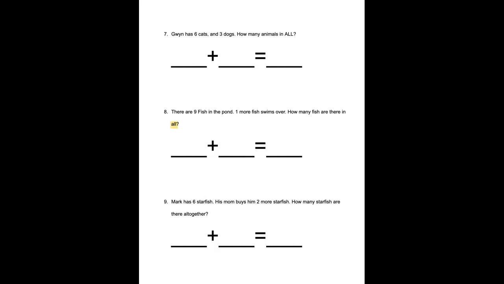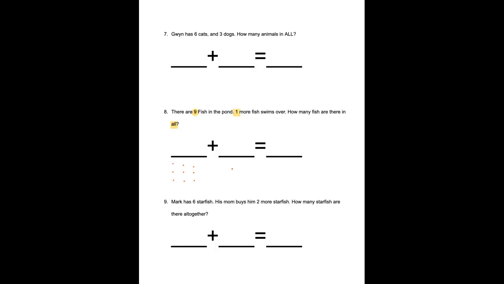Ooh, keyword in all. All right, so we have the number 9 and we also have a number 1. Okay, so because that 1 more fish swims over. So if we write out 9 dots here, because that's how many are already in the pond. 1, 2, 3, 4, 5, 6, 7, 8, 9. Okay, and 1 more comes over.